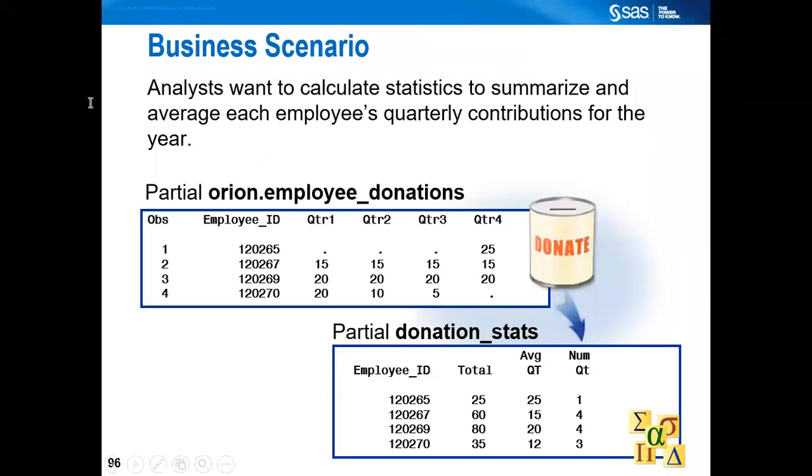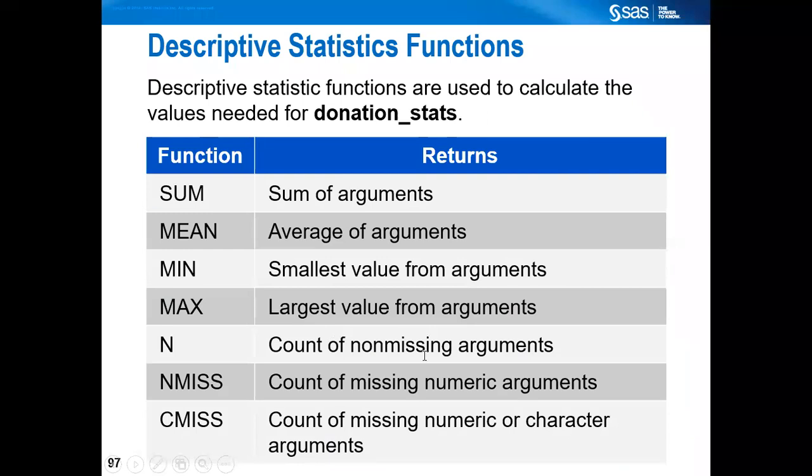Like for example here, for the first contribution, what will be the value if I use n? It's 1. It's the count of non-missing values, which is what n returns. Got it? If you write nmiss, it will be the count of missing numeric arguments, only missing numeric arguments. If you want to count how many missing arguments you have for character values, you have to write cmiss. But this is applicable not only for character but also for numeric. Got it? The difference?